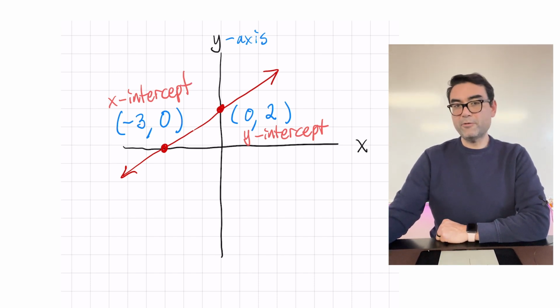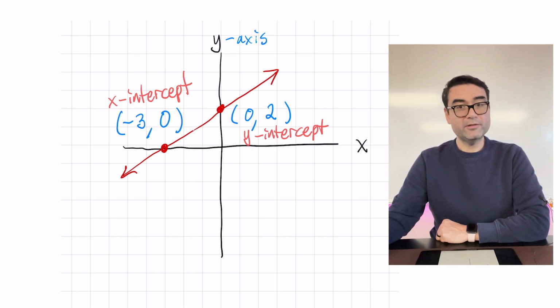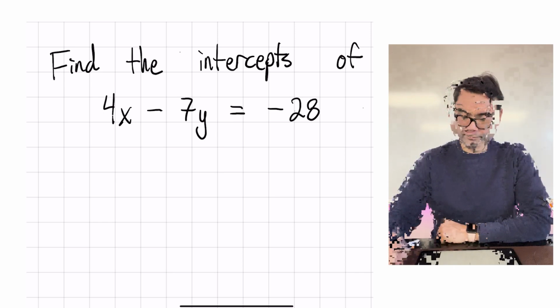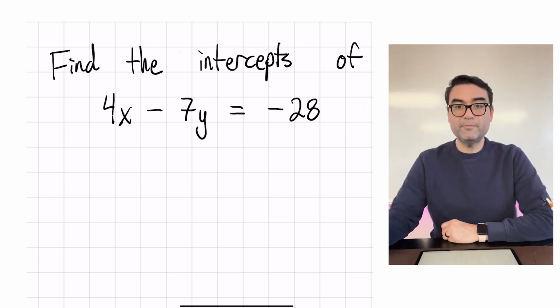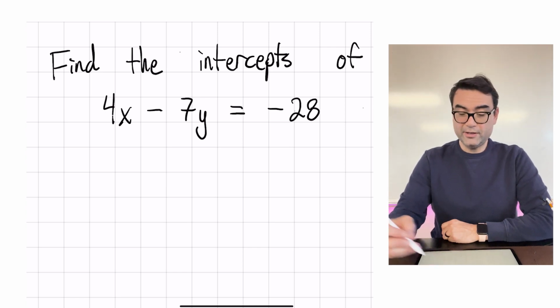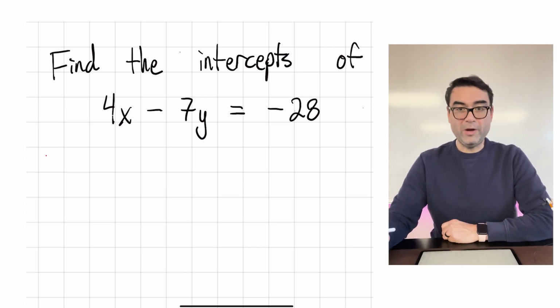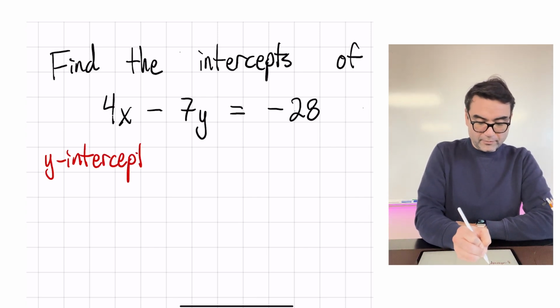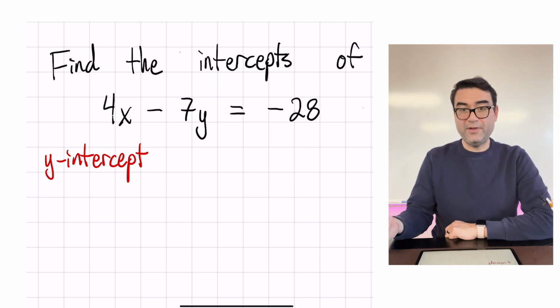What if you're given an equation, not a graph, and you're asked to find the intercepts? Let's go and look at that now. So let's say we have to find the intercepts of 4x minus 7y equals -28. I'm going to go ahead and do this by using equation solving. There's other ways to do it, which I'll get to. But first, let's talk about what we just saw previously. All y-intercepts have an x value of 0.